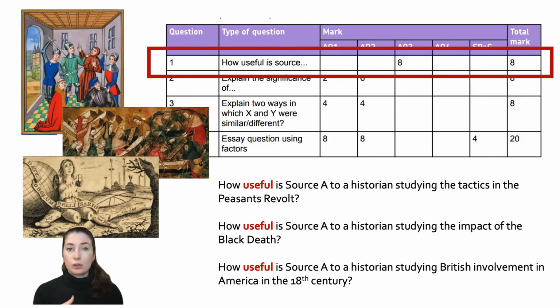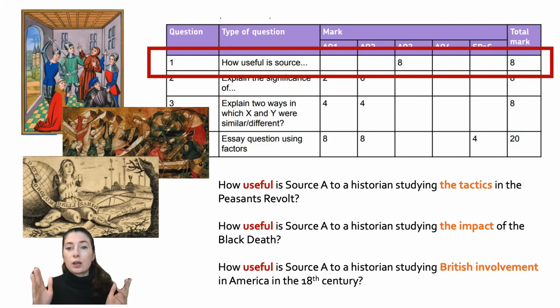Important words: useful. The bit in orange is really important because you're not looking at this source in general. If you do that, you will be missing the point of the question. Sometimes I've seen past questions which just say, how useful is source A to a historian studying the Peasants' Revolt, for example? And that is amazing for you because you can write about anything. But most of the time, they give you a specific focus.